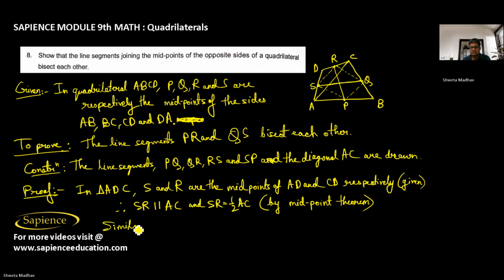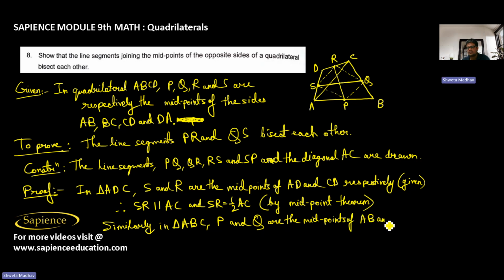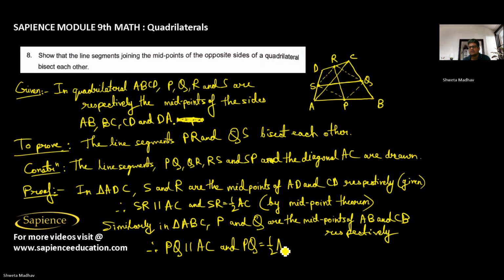Similarly, in triangle ABC, P and Q are the midpoints of AB and CB respectively. So therefore I can say that PQ is also parallel to AC and PQ is equal to half of AC, which is by using the midpoint theorem.